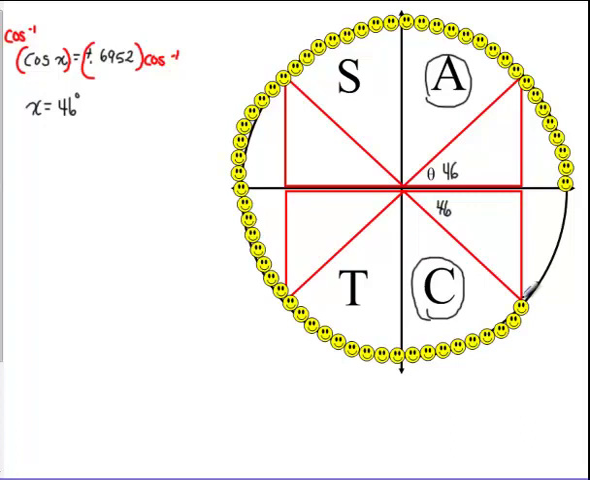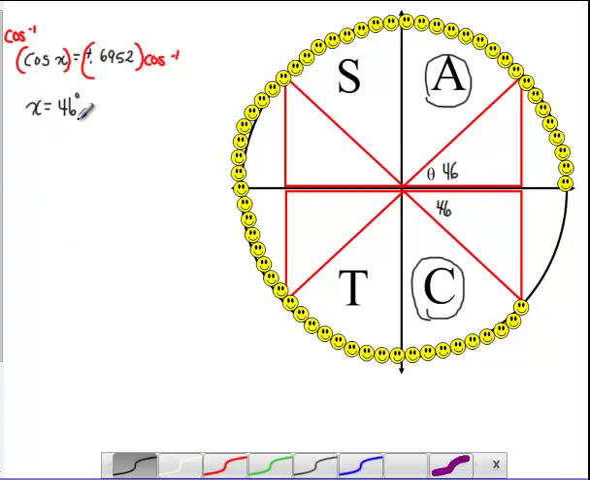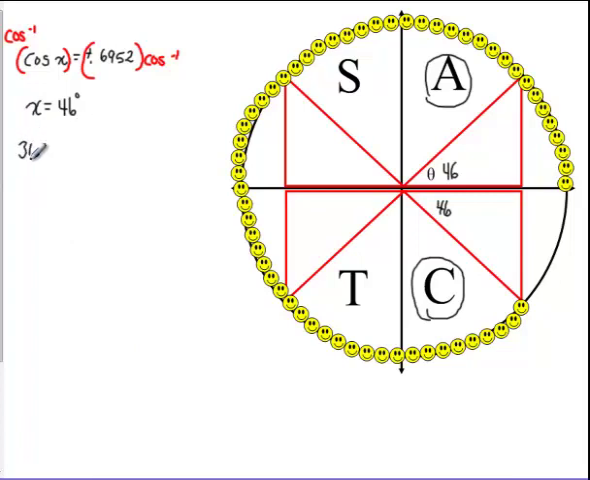Oh, that's right, we're 46 short of 360. So this one is 360 minus 46. Well, 360 minus 46 is 314.